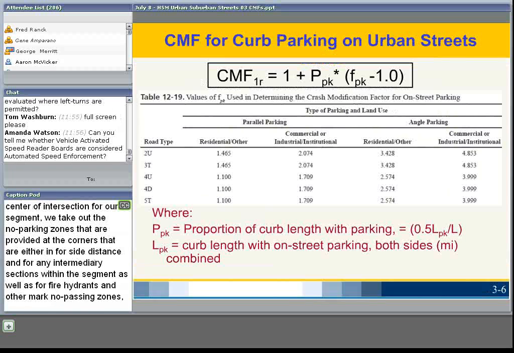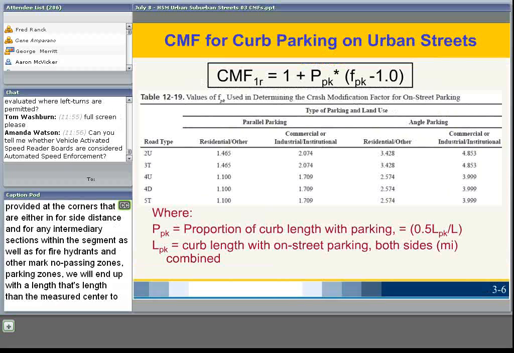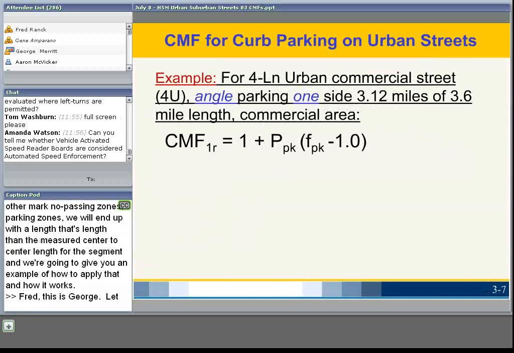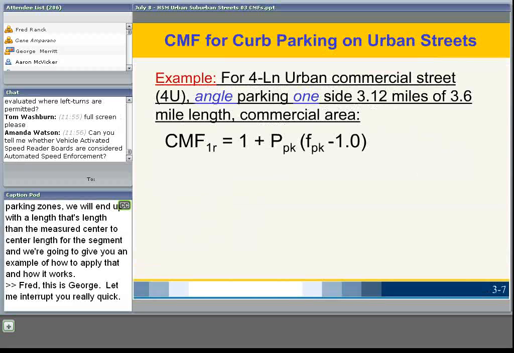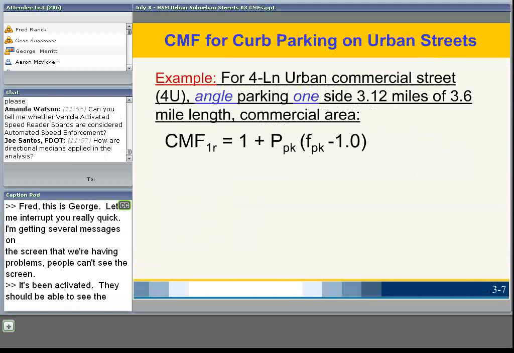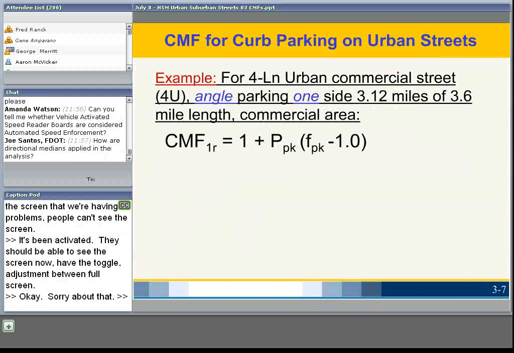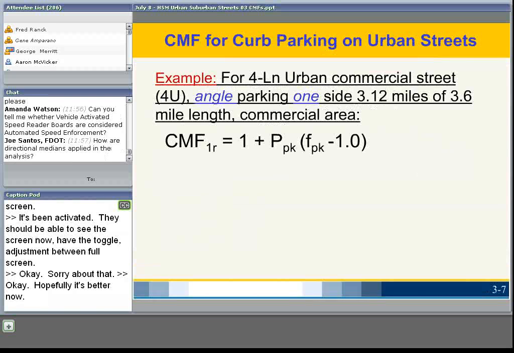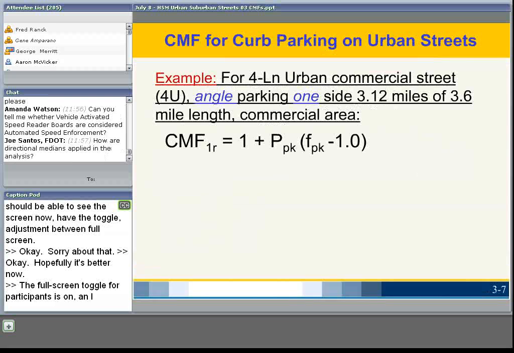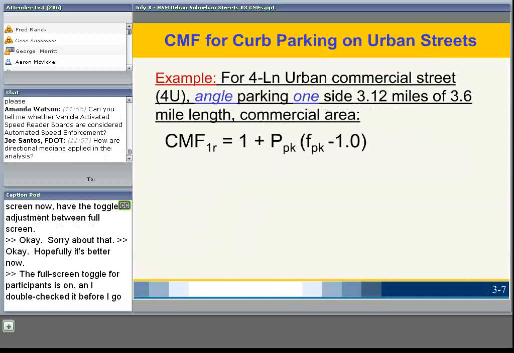Now, our P sub PK is the proportion of curb length without parking. And curb length with on-street parking, both sides, is the length in miles. So if we have a 1-mile segment and we take out of the 1-mile segment the length, which is measured center of intersection to center of intersection for our segment, we take out the no parking zones that are provided at the corners of either end for sight distance and for any intermediate intersections within the segment, as well as for fire hydrants and other marked no parking zones, we will end up with a length that's less than the measured center to center length for the segment. And I'll give you an example of how to apply that and how it works.